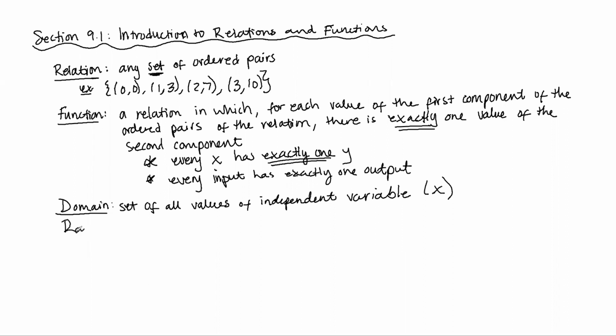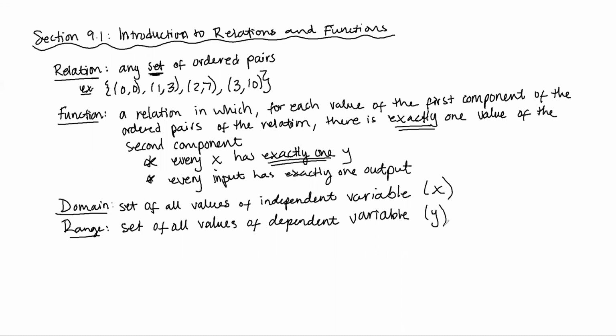And then the range is the set of all values of the dependent variable. As you can probably guess, that is our y most of the time. The way I remember which one is domain and which one's range is that D comes before R in the alphabet and X comes before Y. Most of the time we'll be talking about domain because it's a little bit easier to find from an equation, and we'll see that more at the end of the section.